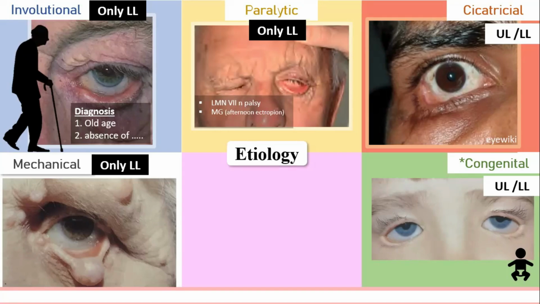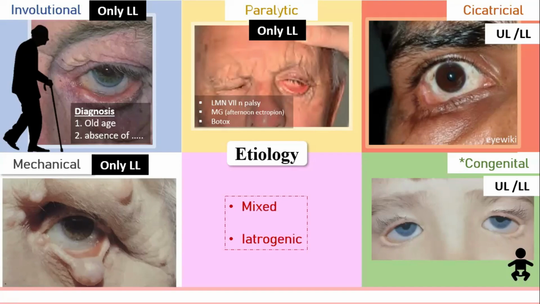So weakness of the orbicularis by facial nerve palsy, because the orbicularis muscle is supplied by the facial nerve, or maybe weakness of the orbicularis because of myasthenia, which is a disorder of the neuromuscular junction, okay? Or maybe, as I said before, one of the complications of Botox is ectropion of the lower eyelid. But of course, the most important cause for paralytic ectropion is the facial nerve palsy, lower motor neuron, ipsilateral lower motor neuron lesion. All right.